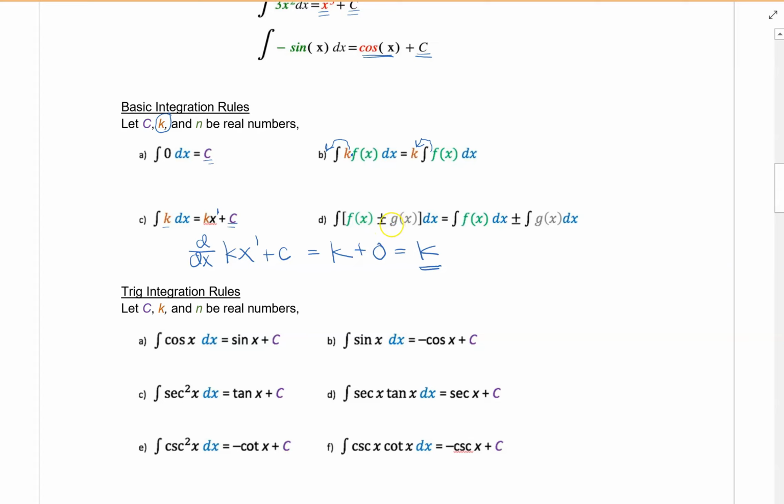This is the sum and difference rule for integrals, and it basically says if you are adding or subtracting two functions inside an integral, so it's basically saying take the antiderivative of f of x plus g of x, or f of x minus g of x, you can go ahead and separate those integrals. You can separate the integral over that plus or minus. You can integrate f separately, integrate g separately, and then just add the result.